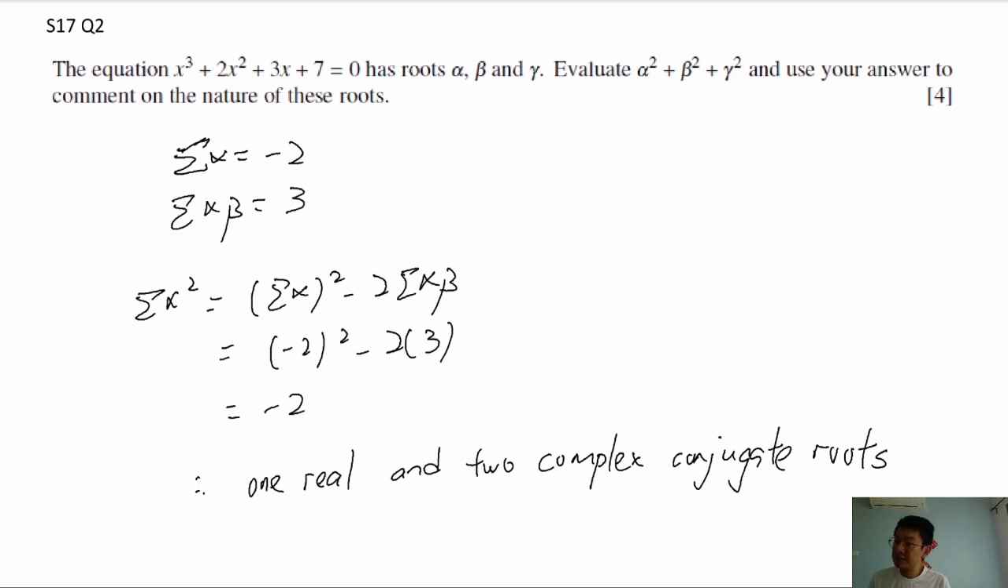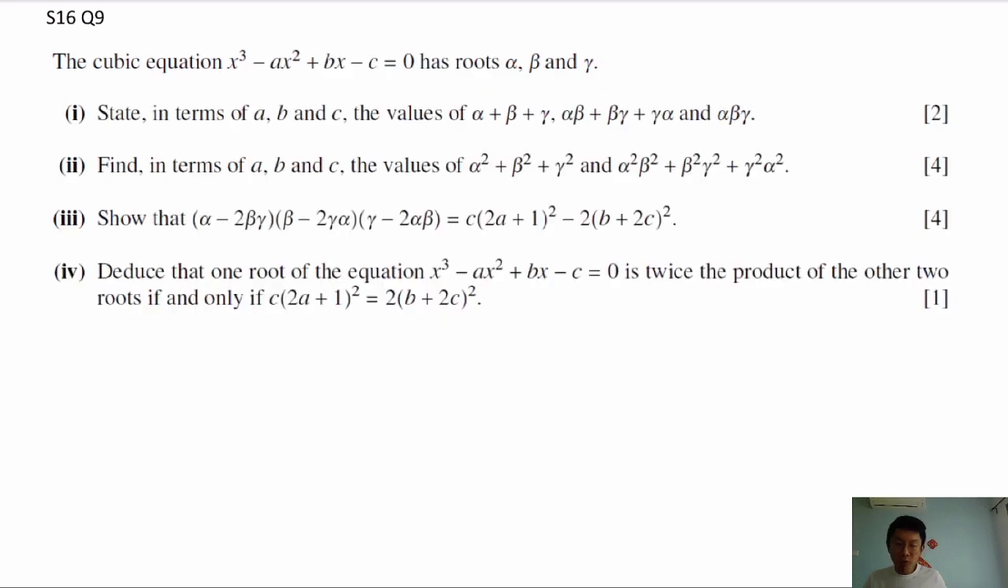So basically this is a question for you to warm up only. Let's look at the next question. There is quite a bit of work in this question, so you can take a bit of time to complete that first.